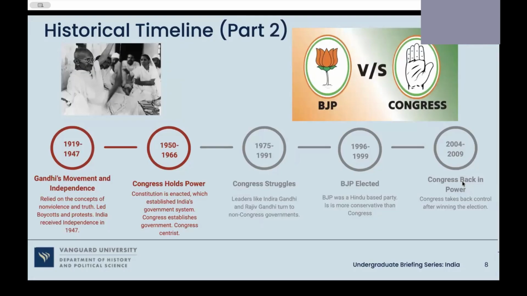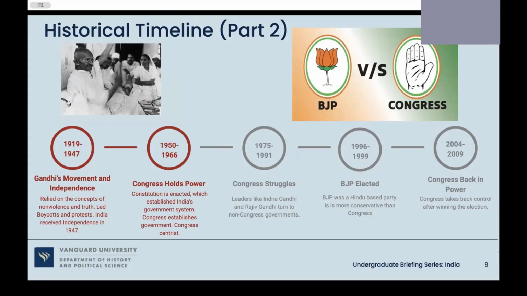And so then fast forward a little bit, 1919 to 1947 is when the real independence movement started picking up. And the main political figure at the time was Gandhi. We've all probably heard of him, of course. He was unique because he promoted nonviolence and also the concept of truth. And he led nonviolent movements through protests and boycotts, and eventually that led them to receive independence in 1947.